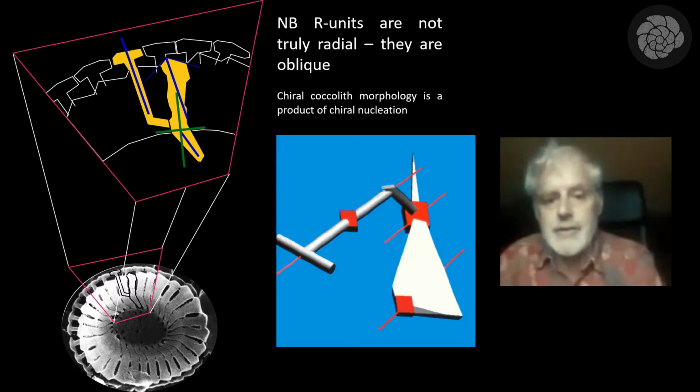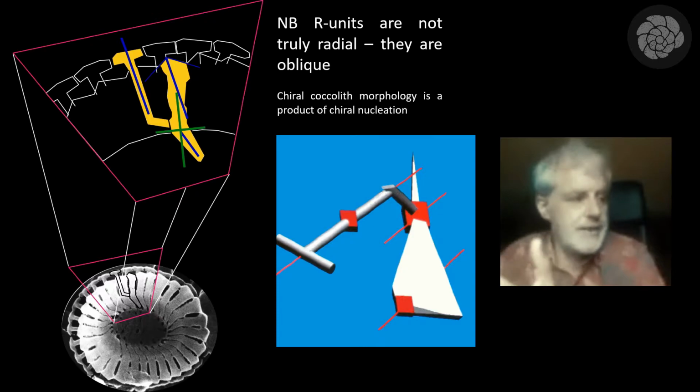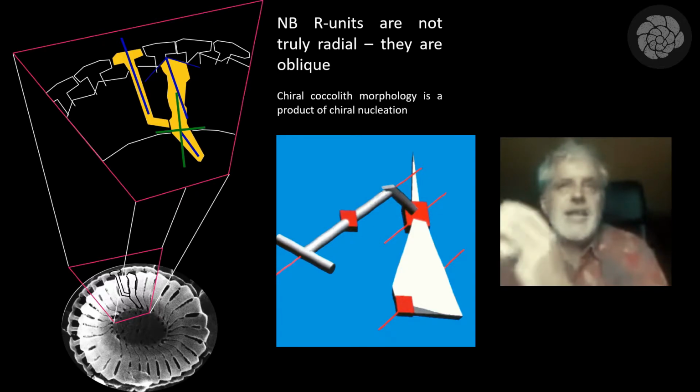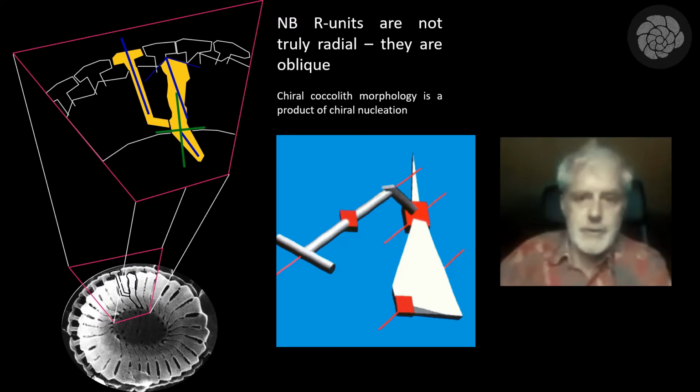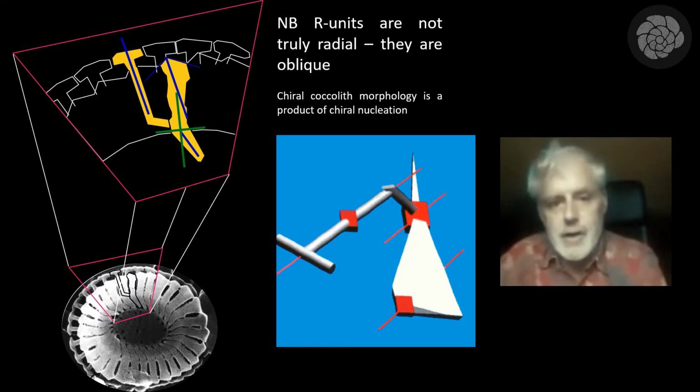Also, on Emiliani Huxley, another thing to remember: we call them V units and R units, but it's a shorthand. When I say V, vertical, it's more or less vertical. When I say R, radial, it's more or less radial rather than absolutely radial. In fact, the R units particularly are actually more oblique than radial. You can see them here.